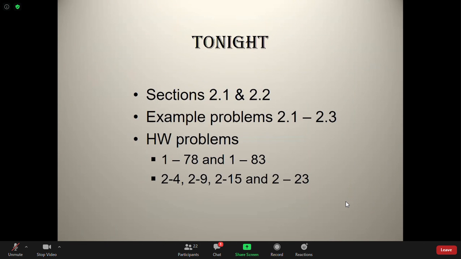Well, guess what? That's all we had to do in chapter 2. We've completed chapter 2 really. All I need you to do tonight is go over yellow pages 1 to 3, just 3 yellow pages in chapter 2. And then there are 2 homework problems from chapter 1, and these are homework problems from chapter 2: 2-4, 2-9, 15, and 23. 4 problems from chapter 2, 2 problems from chapter 1 in homework number 2, which will be due on Monday. And the homework due tonight is from chapter 1.